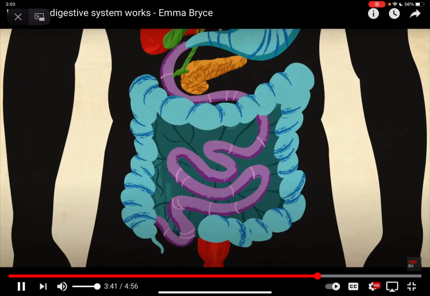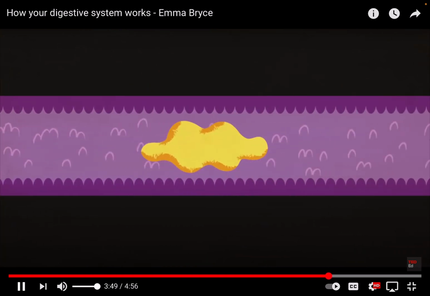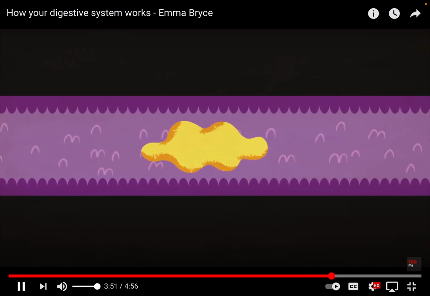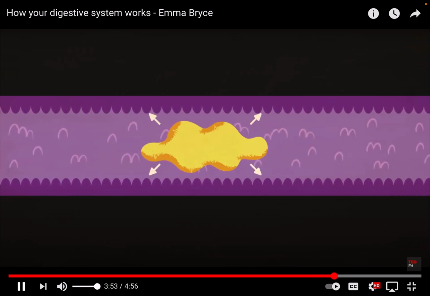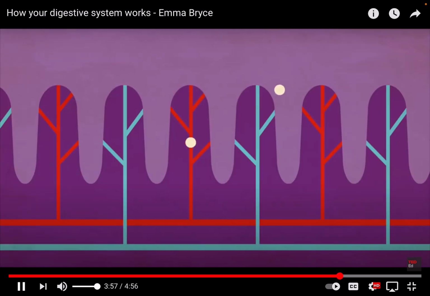This happens in the small intestine's lower regions, the jejunum and ileum, which are coated in millions of tiny projections called villi. These create a huge surface area to maximize molecule absorption and transference into the bloodstream. The blood takes them on the final leg of their journey to feed the body's organs and tissues.